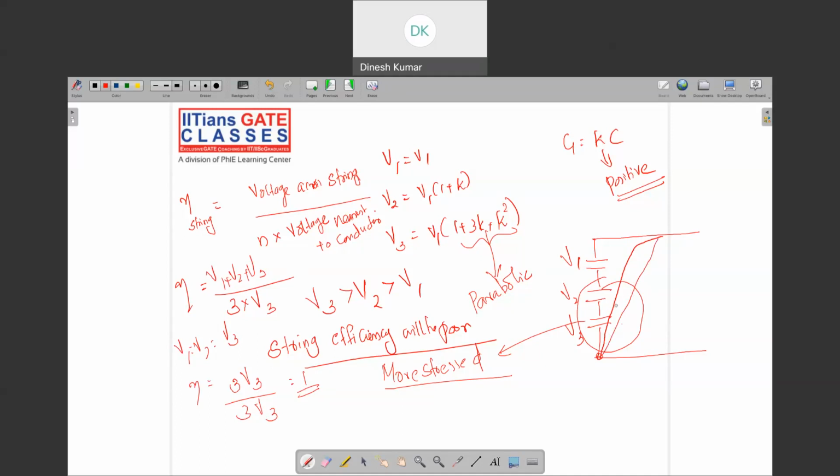So what happens if the string efficiency is poor? Then more and more voltage will be concentrated near the conductor. That means there will be flashover near the conductor. So you should avoid this. So what are the things by which we can increase the string efficiency?